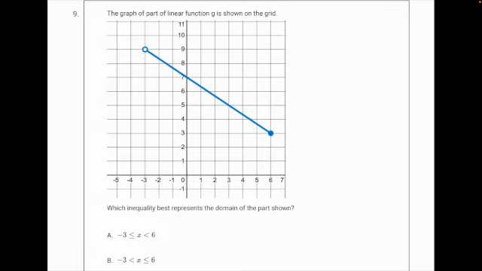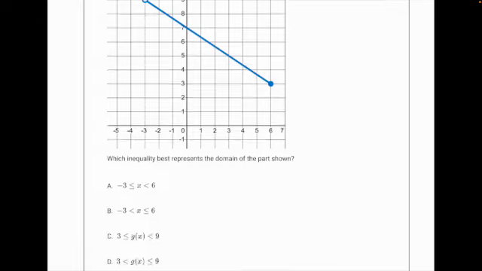Alright, let's take a look, guys. First things first, I'm talking domain. Domain means X. Which directions am I traveling in if I'm talking about X? Left and right or up and down? Left and right, absolutely. So left to right.